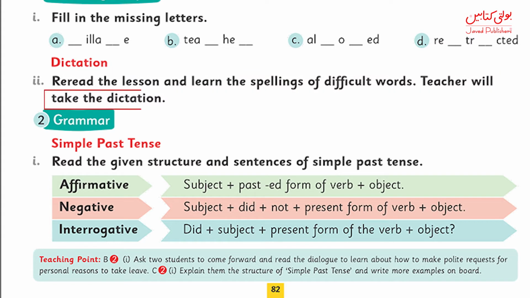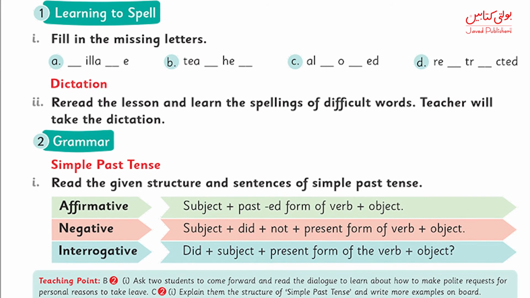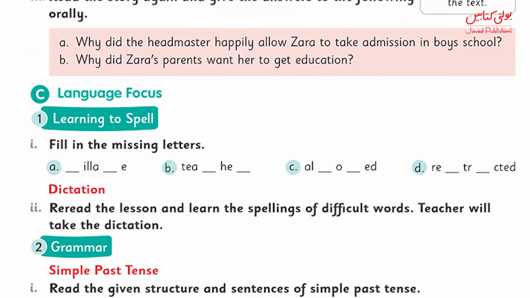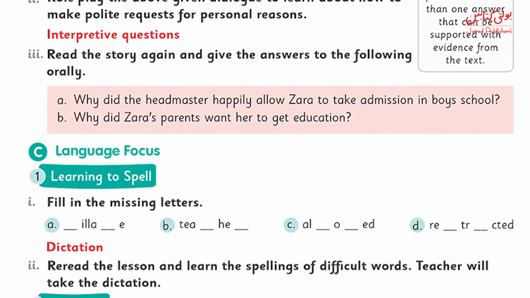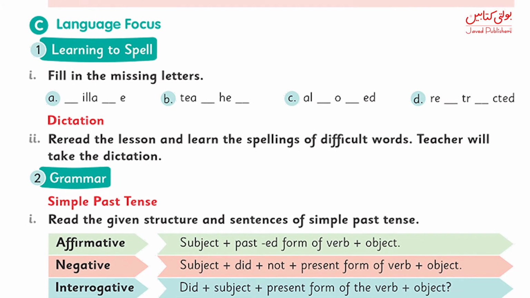can take the dictation. Now we will be doing the grammar portion on this page, and today we will be learning about simple past tense. Now the formula for simple past tense is noun plus ed form of verb plus object. Now when we talk about simple past tenses, there are three ways to make sentences of simple past tenses.